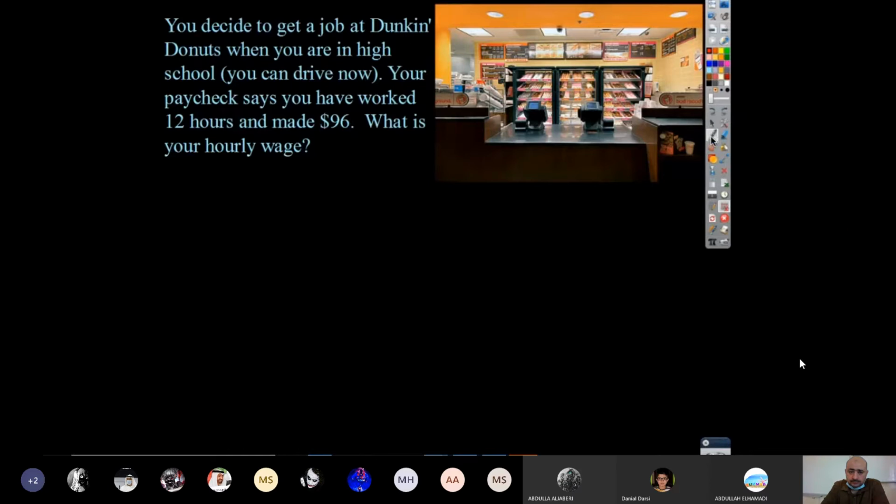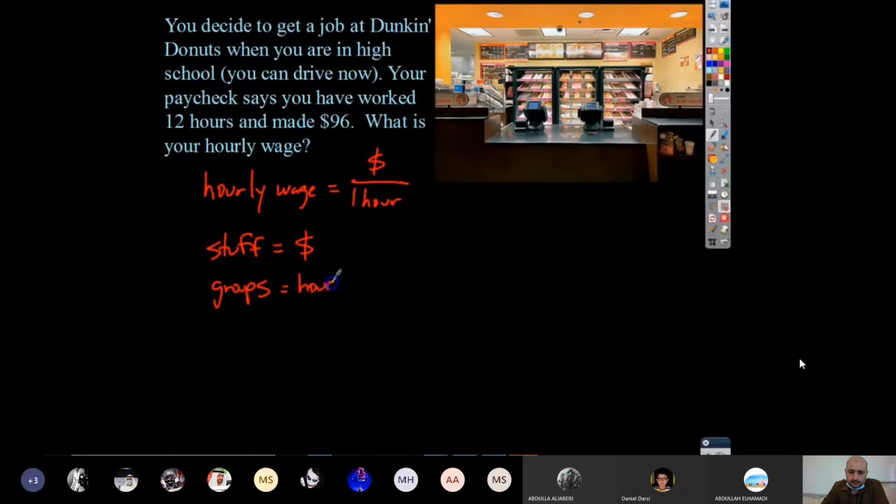So let's go ahead and take a look at this. So we're going to say that my hourly wage is going to be equal to the dollars. This is my stuff, right, for each hour, right, for 1 hour. Okay, so the stuff I'm working with is going to be equal to the dollar amount, and my groups, okay, are hours. And that's why I'm going to put it as dollars per hour. Okay, that's my dollar. So I know my total number of stuff, right? The total number of dollars is actually $96. Okay, and I also know the number of hours, right?